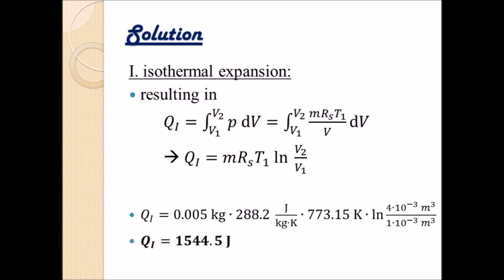So let's put the values into our calculator, and what we get is that Q1 equals 1544.5 joule. And yes, this has a positive sign. And if you remember the slide where we've shown the sketch, you may remember that I put there Q in. And yes, this means it's positive. We have to supply some heat to the system in order to keep the temperature constant while increasing the volume.